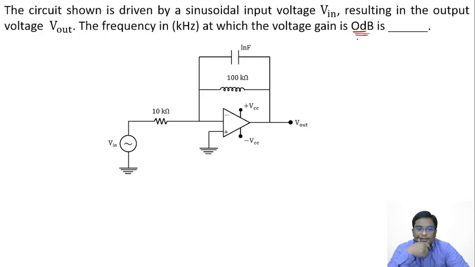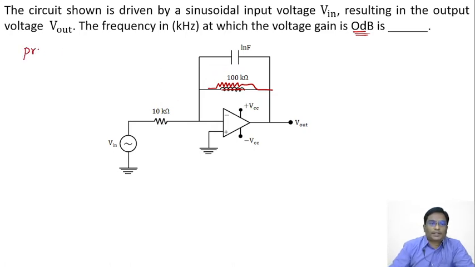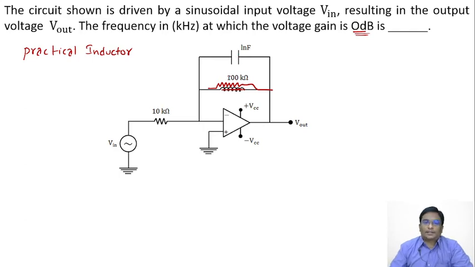Here, this is not an inductor, this is a resistor. A 10 kilo ohms resistor is given. It's a capacitor in parallel with a resistor, and together with another resistor here it becomes a practical inductor. It's a combination of a practical capacitor and a resistor, and it becomes a practical inductor.